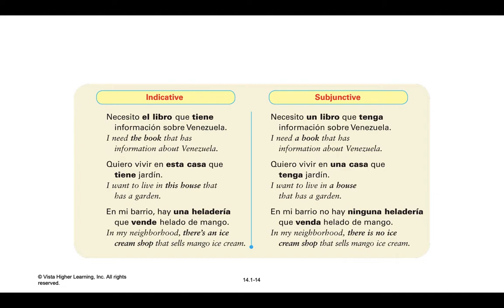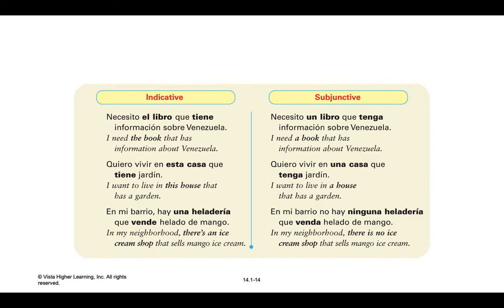So in this case, the speaker in Spanish is using the indicative. Necesito el libro que tiene información sobre Venezuela. Is using the indicative in this case because the speaker knows that there is a book in the house or in the library that has information about Venezuela. So there's a specific book.